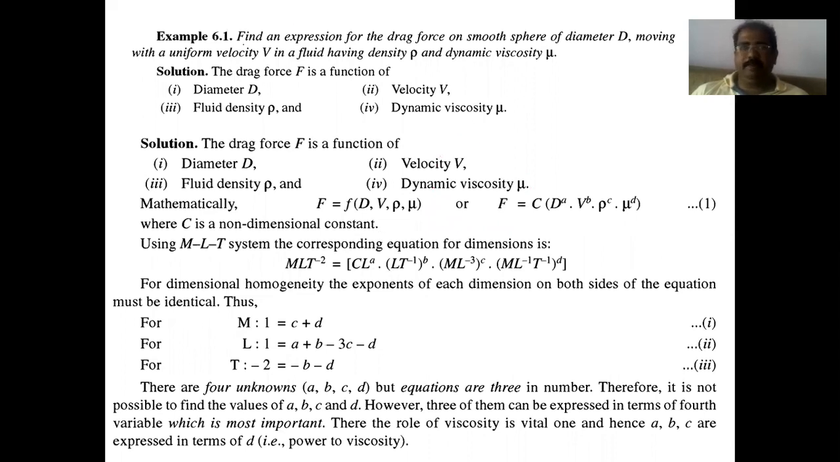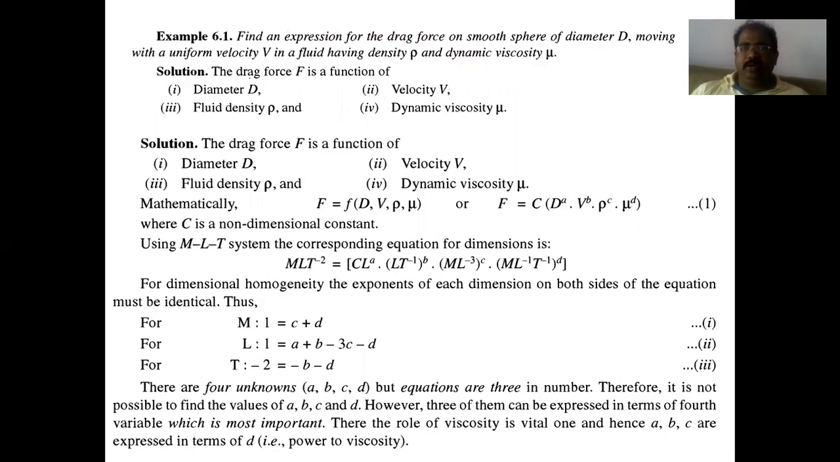Let us see it. Find an expression for the drag force on a smooth sphere of diameter d moving with a uniform velocity v in a fluid having density rho and the dynamic viscosity mu. You have to derive one expression for the drag force, and this drag force is depending on the diameter of the sphere, velocity, density, and lastly the dynamic viscosity. So let us start.